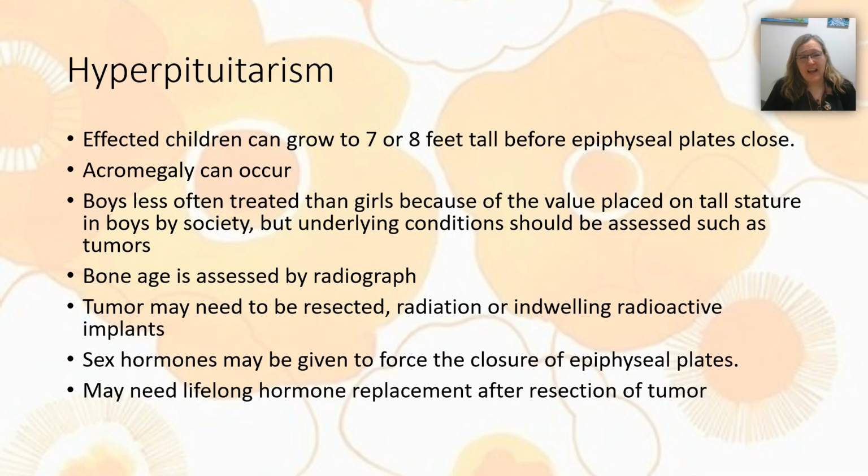You can also have hyperpituitarianism, and this is when children don't stop growing, and so they can grow to be 7-8 feet tall before the epiphyseal plates close, and in some rare instances, maybe even as much as 9 feet has been recorded. Another word for this is acromegaly, because it's not just the long bones that grow, but you have growth in the jaw, and it can change the person's appearance significantly.